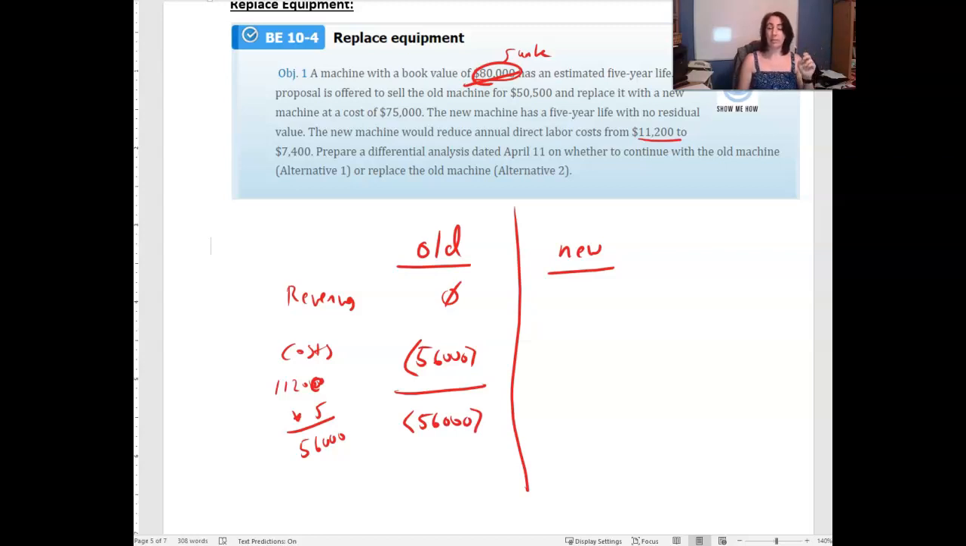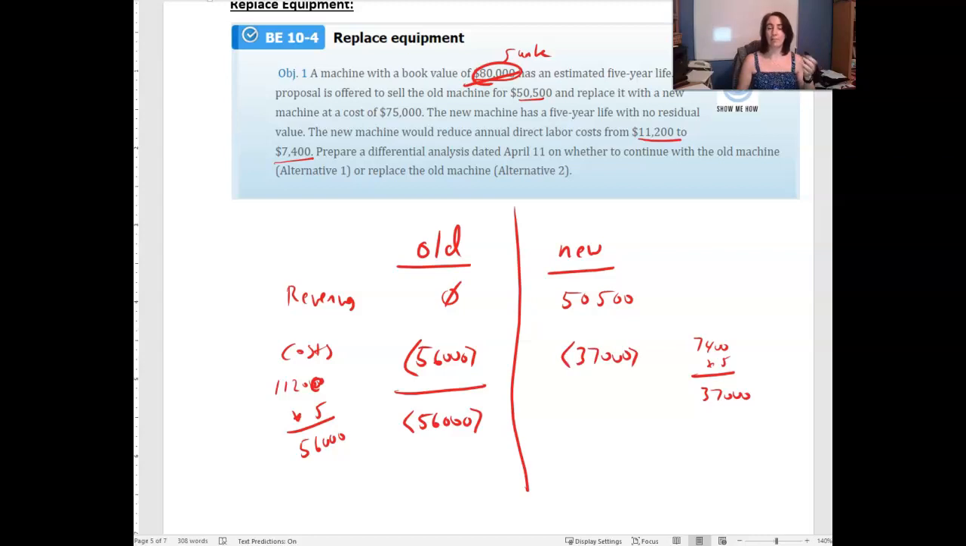Okay, alternatively, let's say we decided to go with a new machine. Well, with a new machine, we were going to sell the old machine. It says we're going to sell the old machine for $50,500. So we actually do have some revenues if we go with the new machine. We are going to sell the old one. And we have some costs associated with the new machine. It says that we're still going to have costs of $7,400 per year related to the new machine, right? So that's $7,400 for 5 years. That is, I'm going to cheat, $37,000 in costs. So we are going to have $37,000 in direct labor costs.